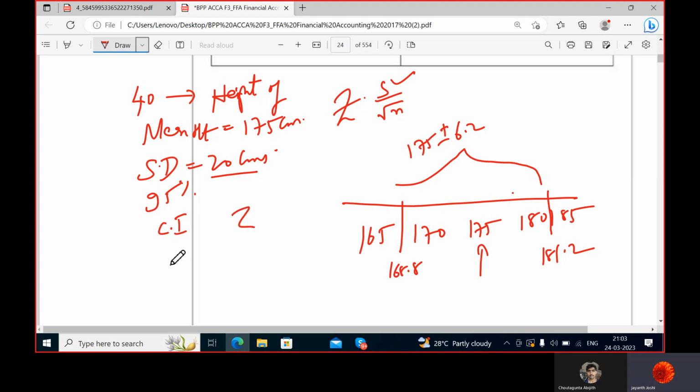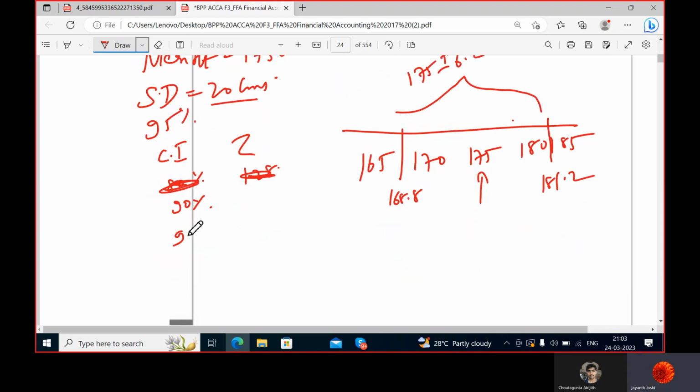Confidence interval, Z. 80% confidence interval, 1.282. See, for us, three things are important. I'll write only those things now. 90%, 95%, and 99%. Generally, we see for these three percentages only, correct? 1.645, 1.960, 2.576. See, no need to go for finding out this one and all. These are standard values. We will find out also, don't worry. We will see in the coming question. So these are the values.